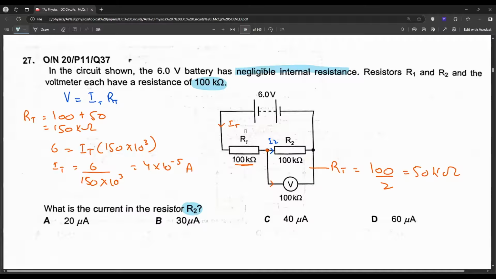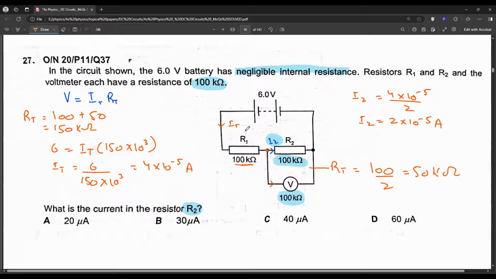Why equally into two halves? Because the two resistors are of the same resistance. What will be this current I2? This current I2 will be half of the total current. 4 into 10 raised to the power of minus 5 divided by 2. This comes out to be 2 into 10 raised to the power of minus 5 ampere. Now, can you represent it in a format that is available in the options? Currently, 2 into 10 raised to the power of minus 5 is not available in any of the options.